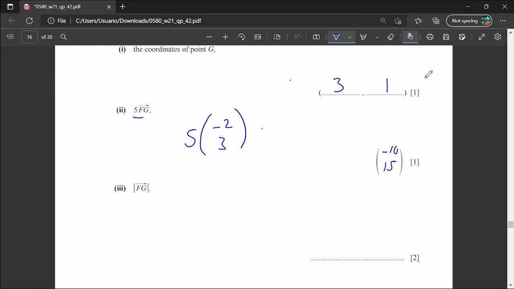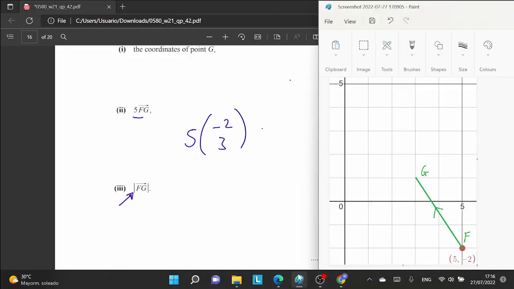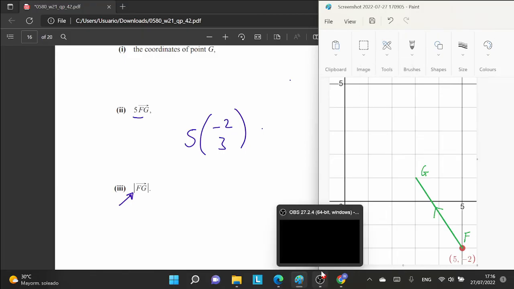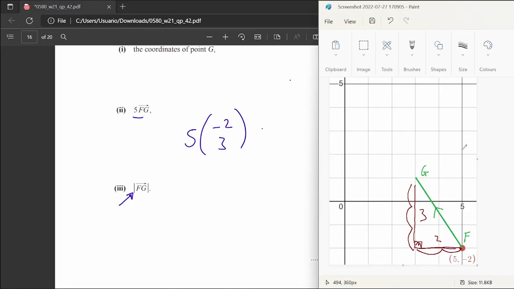Right, question 9a part 3. These little lines indicate a positive answer, and also the magnitude of vector FG, or how long that line is. So that is FG. Remember, for FG we moved 2 spaces to the left, and then we moved 3 spaces up. That means this line here is 2, and that line there is 3. And yes, what we have now is a right angle triangle, which means we're using Pythagoras.